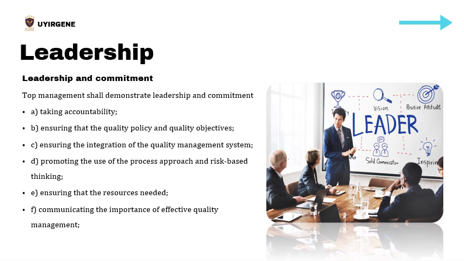Leadership and commitment. Top management shall demonstrate leadership and commitment with respect to the quality management system by taking accountability for the effectiveness of the quality management system. Ensuring that the quality policy and quality objectives are established for the quality management system, and are compatible with the context and strategic direction of the organization. Ensuring the integration of the quality management system requirements into the organization's business processes. Promoting the use of the process approach and risk-based thinking. Ensuring that the resources needed for the quality management system are available. Communicating the importance of effective quality management, and of conforming to the quality management system requirements.